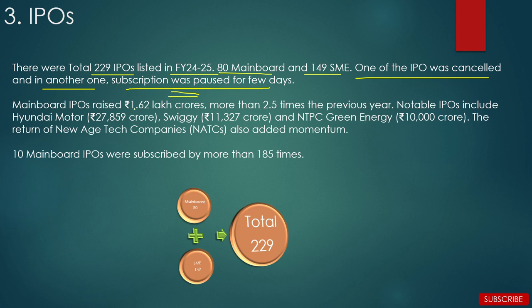Now, the main board IPOs raised around 1.62 lakh crores in the last financial year, which was more than 2.5 times the previous year. The major IPOs were Hyundai Motor with more than 27,000 crores IPO, Swiggy with more than 11,000 crore rupees IPO, and NTPC Green of around 10,000 crore IPO. The return of new age tech companies, NATCs, also added momentum. 10 mainboard IPOs were subscribed by more than 180 times.